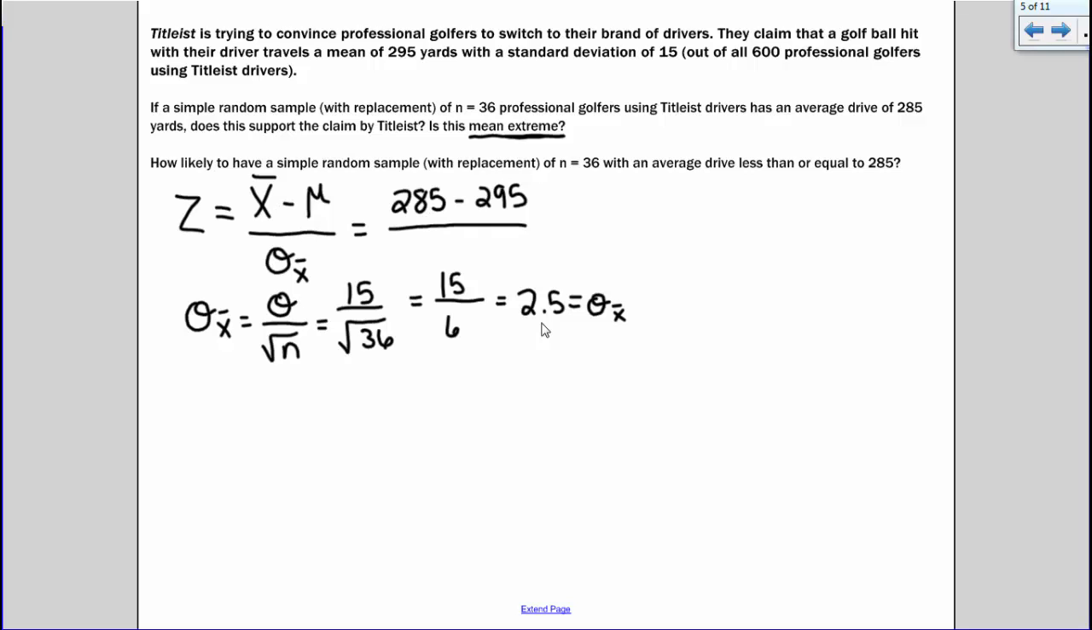So the question is, is the observed difference, the 285 minus the 295, substantially larger than the difference we would expect to see just randomly? And if so, then maybe this isn't accurate, right? We wouldn't be likely to get this sample randomly if this was true. All right, so 285 minus 295 is negative 10 divided by 2.5. And we get a whopping z-score of negative 4.